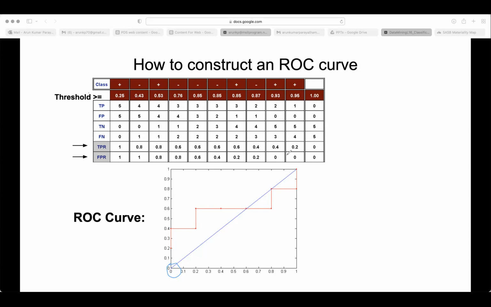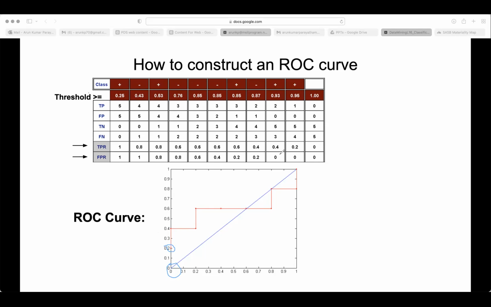Then 0.95. So if I put threshold 0.95, what point am I getting for TPR and FPR? The x-axis is the FPR, the y-axis is the TPR. On the x-axis, you still have 0. What is your y value? 0.2. So what is that point? This point is 0, 0.2, because FPR is the x value. You need to see down to up.